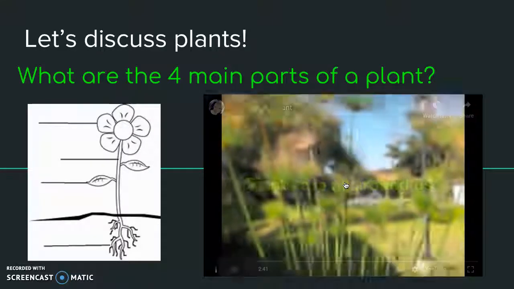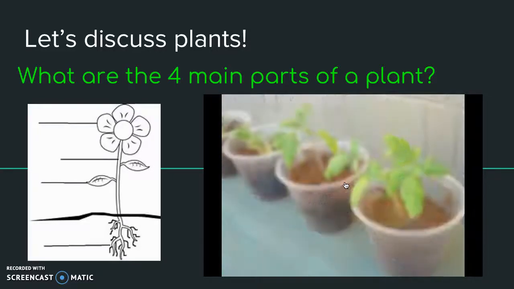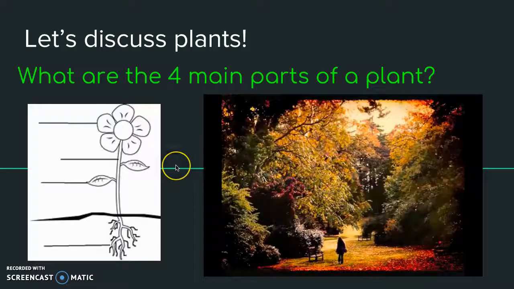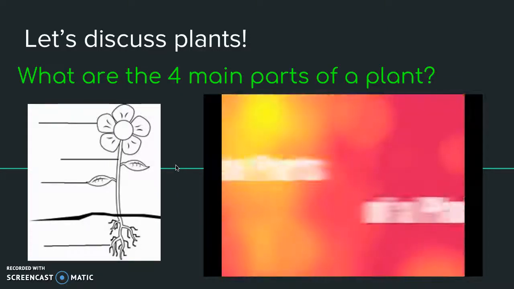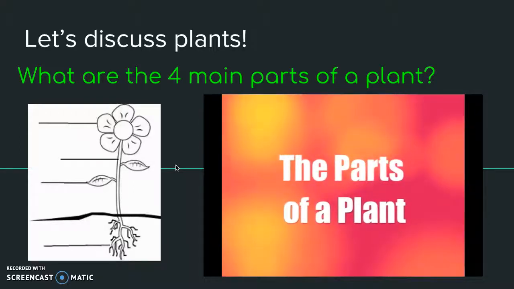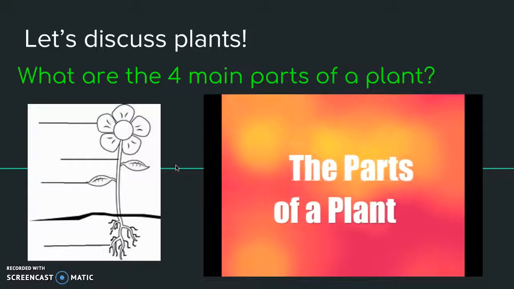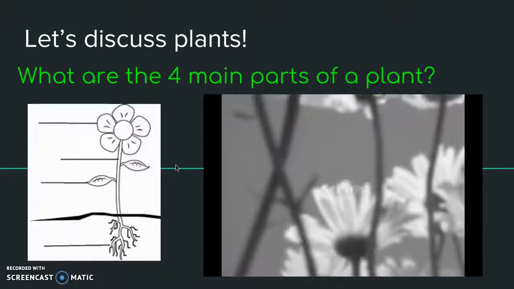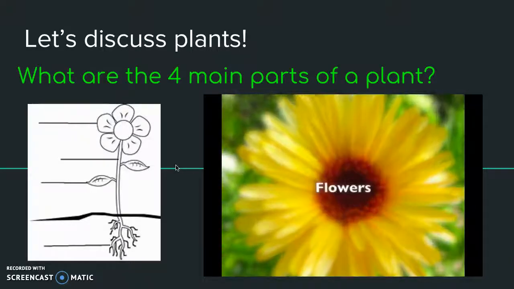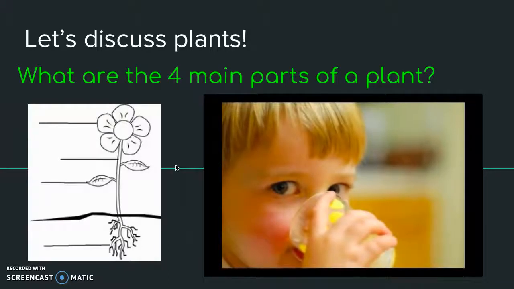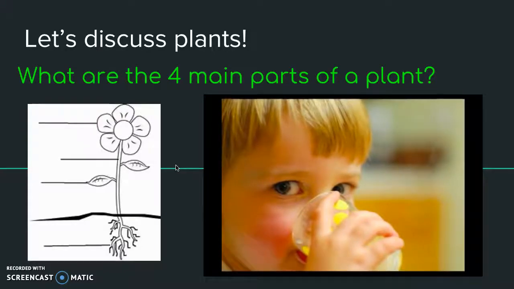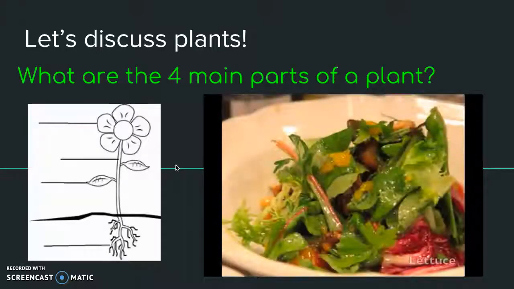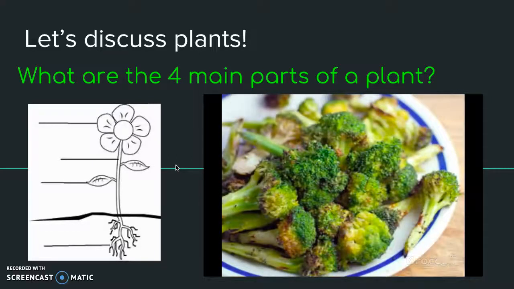Plants are all around us. We can grow them in our homes, we can buy them from the store, and of course, we can see them all around outside. Today, we're going to find out more about what each of the different plant parts does. We'll find out about roots, stems, leaves, and flowers. Did you know that we eat all of the parts of a plant? We do. We eat roots, stems, leaves, and flowers.